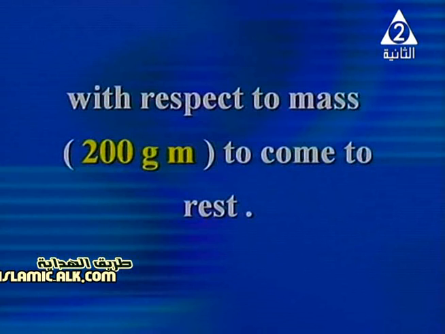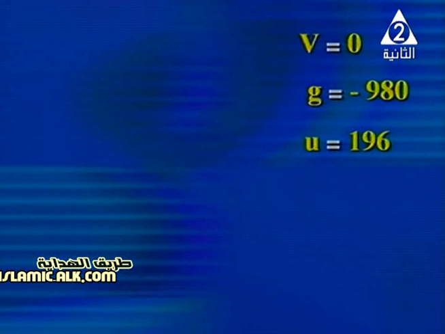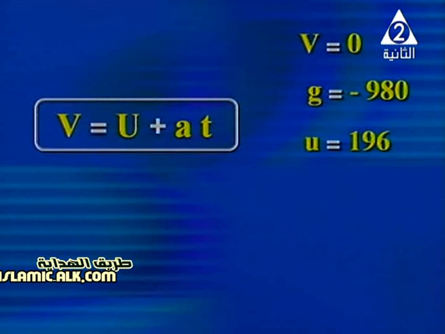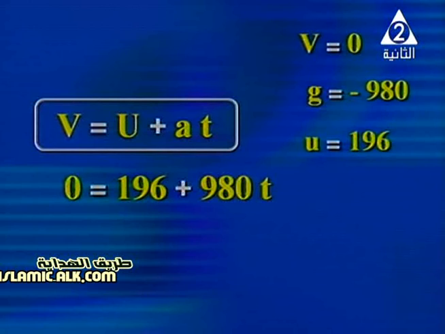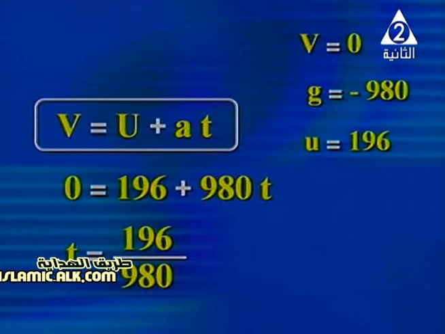With respect to the mass 200 gm, it comes to rest. Then what is given? v equals 0, g equals negative 980 deceleration, initial velocity 196. By substitution in the first, v equals u plus gt, then we find the value of t: t equals 196 over 980 equals 1 over 5 second.